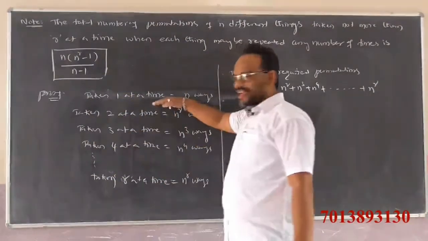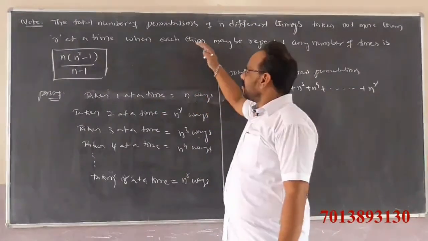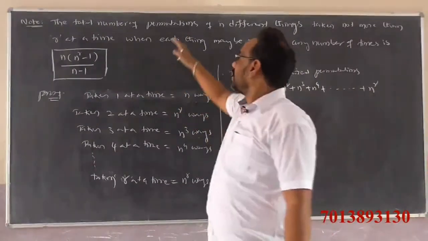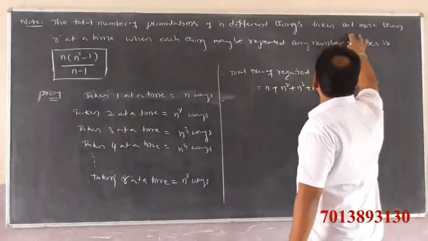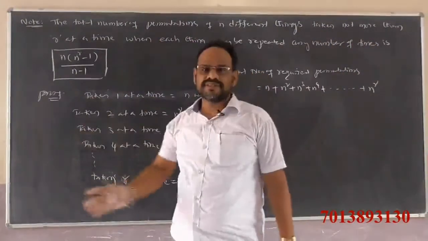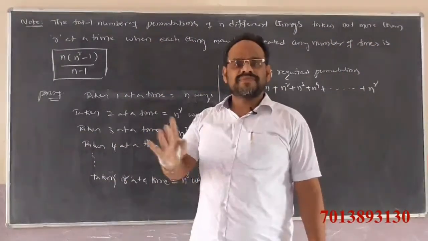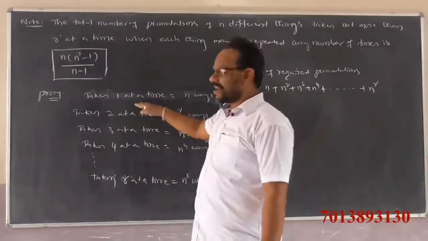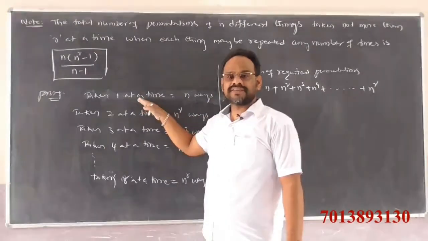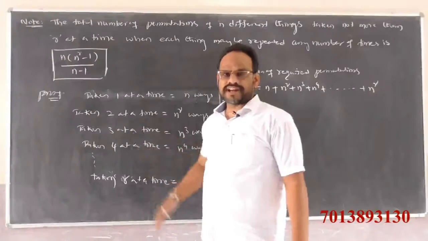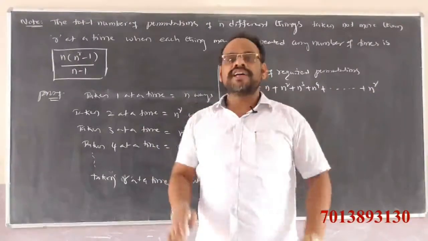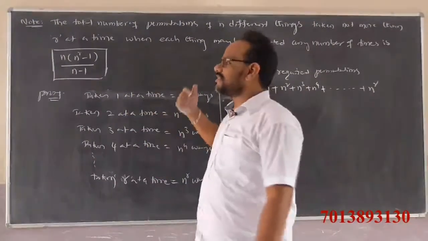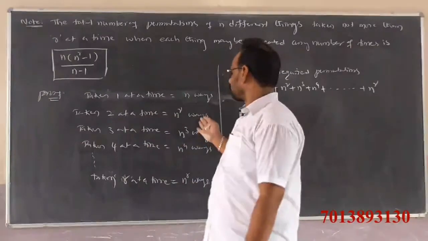So, if n is equal to 7 and r is equal to 5, what is the total number of permutations taken not more than 5 at a time? It means taken 1 at a time, 2 at a time, 3 at a time, 4 at a time, 5 at a time. Taken 1 at a time, how many ways to fill this blank? One blank means n ways. Taken 2 at a time, how many ways to fill these 2 blanks? First blank n ways and second blank also n ways. So here repetition is allowed, that's why n into n, we get n square.